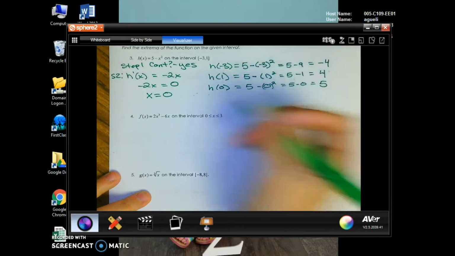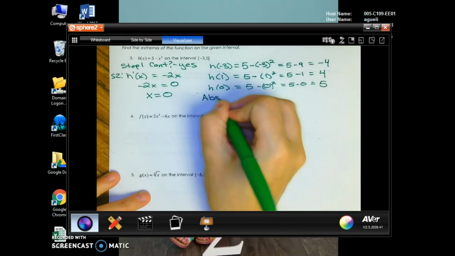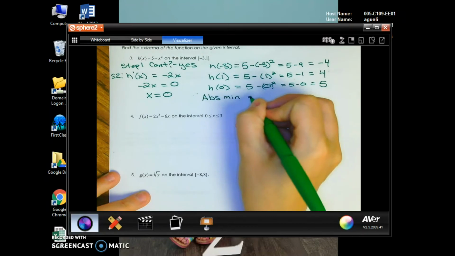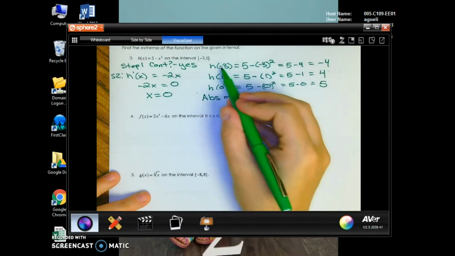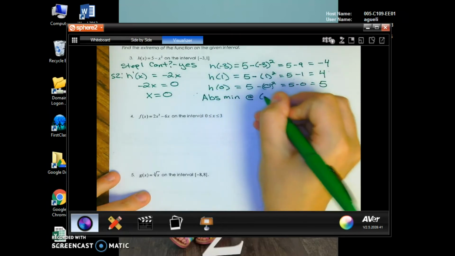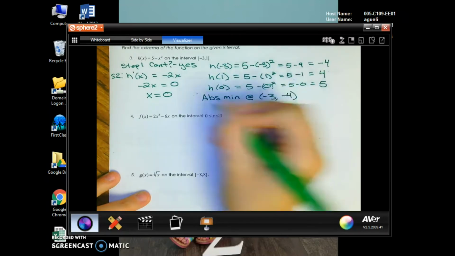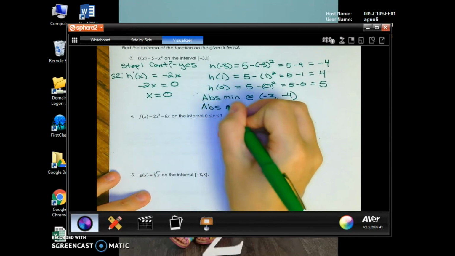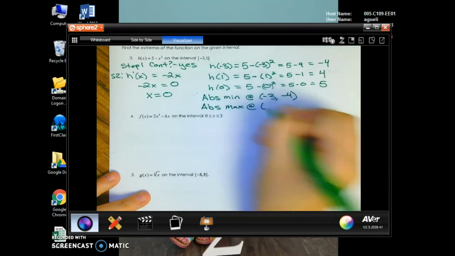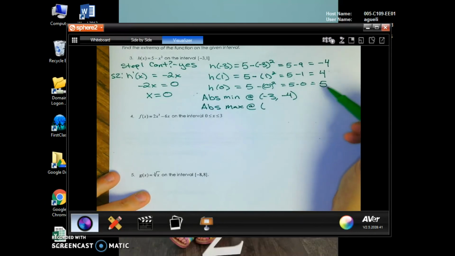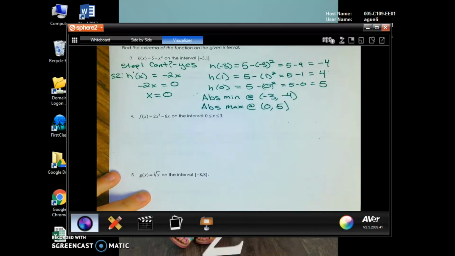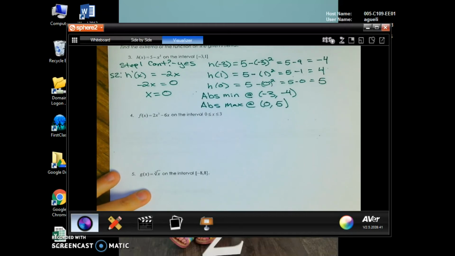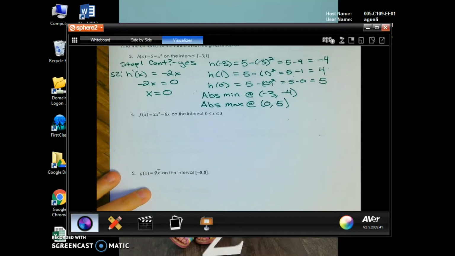So that's what you would write in your conclusion statement. You would say that there is an absolute minimum at, so the minimum point, this is the lowest y value, so the point would be negative 3, negative 4. And then the absolute maximum. The highest y value is 5, so the absolute maximum is at 0, 5, if you were writing it at the point. If you just wanted to say the maximum is 5 and the minimum is -4, that would probably also be accepted unless, of course, it was in the form of a multiple choice.